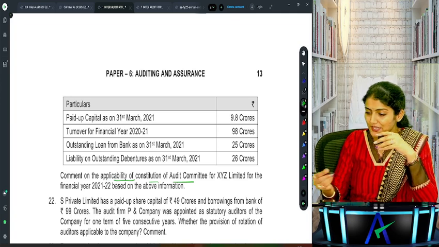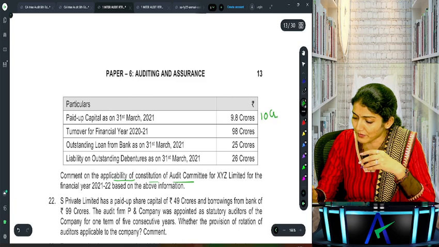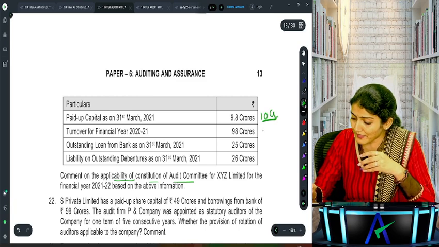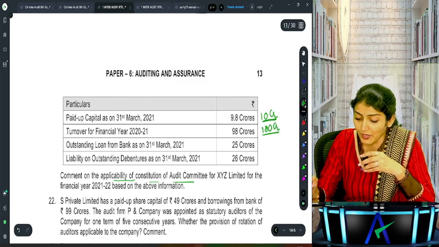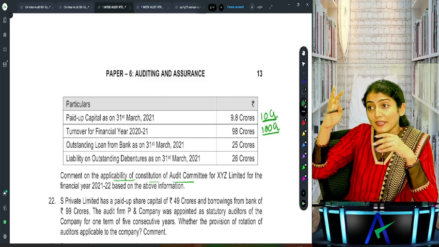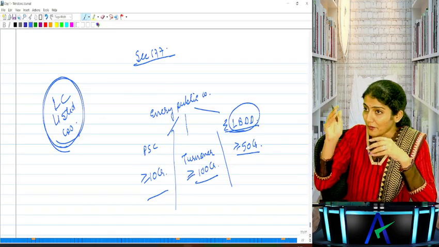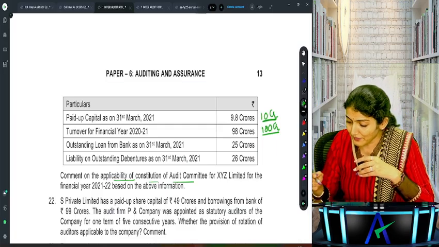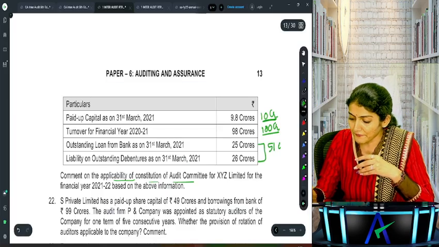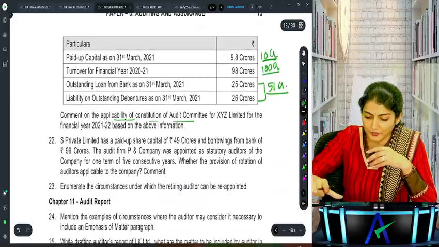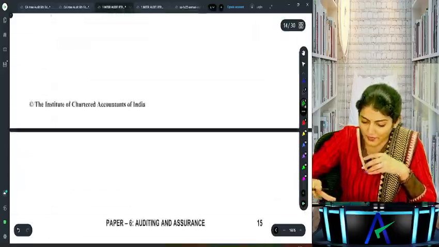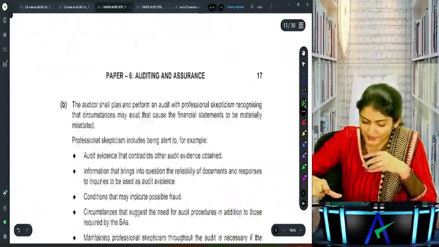Paid up share capital of more than or equal to 10 crore? No. Turnover more than or equal to 100 crore? No. But what does it say? Loans, borrowing, debenture, deposit. What did I just tell you? LBDD. Loans, borrowing, debenture, deposit of more than or equal to 50 crore, and here it is 51 crore. So are they required to constitute an audit committee over there? Yes. So now start writing down an answer.